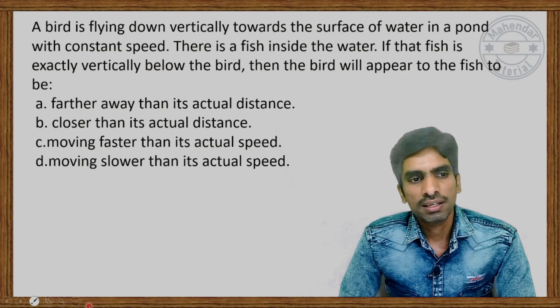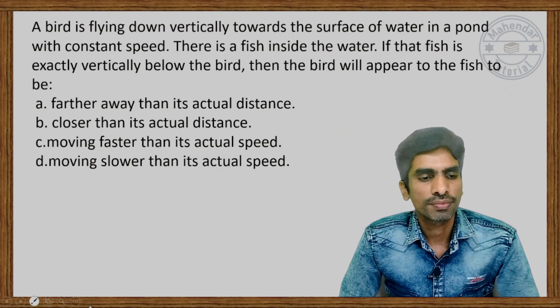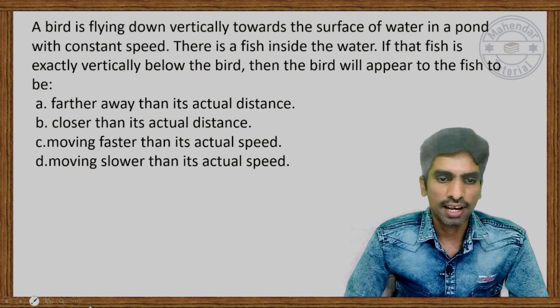Let us see one numerical. A bird is flying down vertically towards the surface of the water in a pond with constant speed. There is a fish inside the water. If that fish is exactly vertically below the bird, then the bird will appear to the fish to be: Options are A. Farther away than its actual distance, B. Closer than its actual distance, C. Moving faster than its actual speed, D. Moving slower than its actual speed.